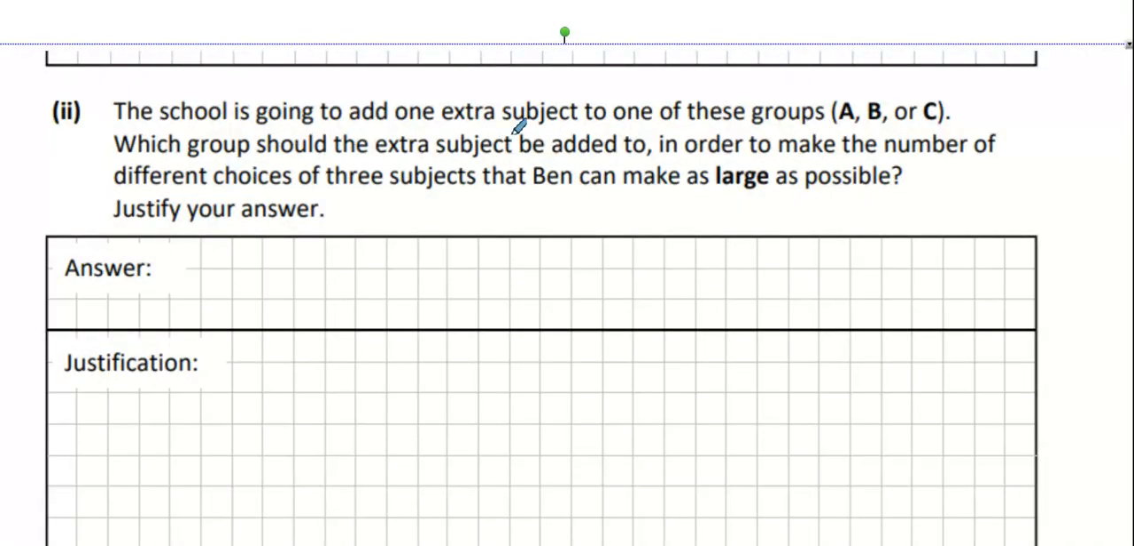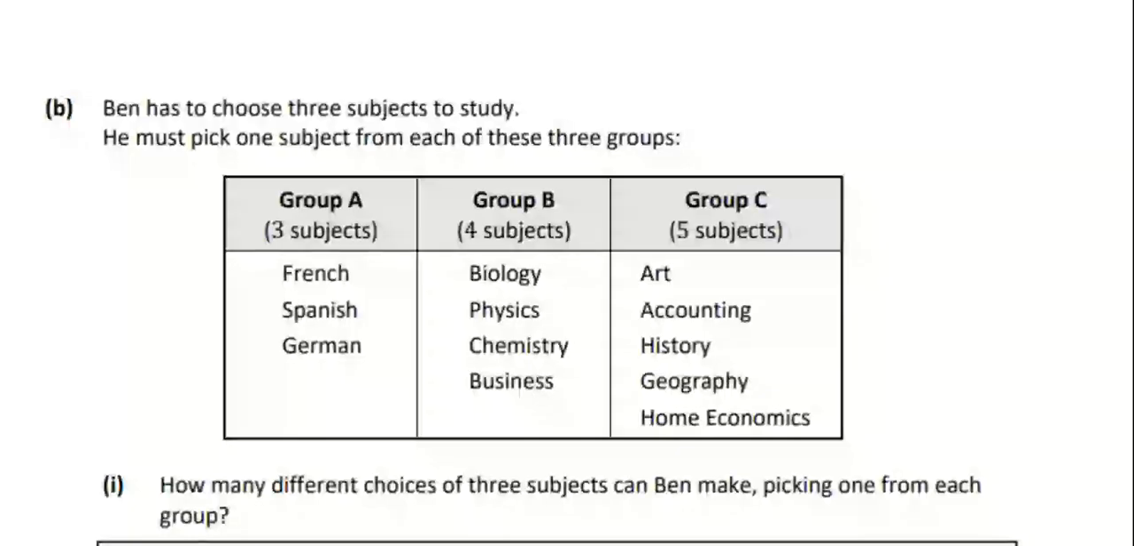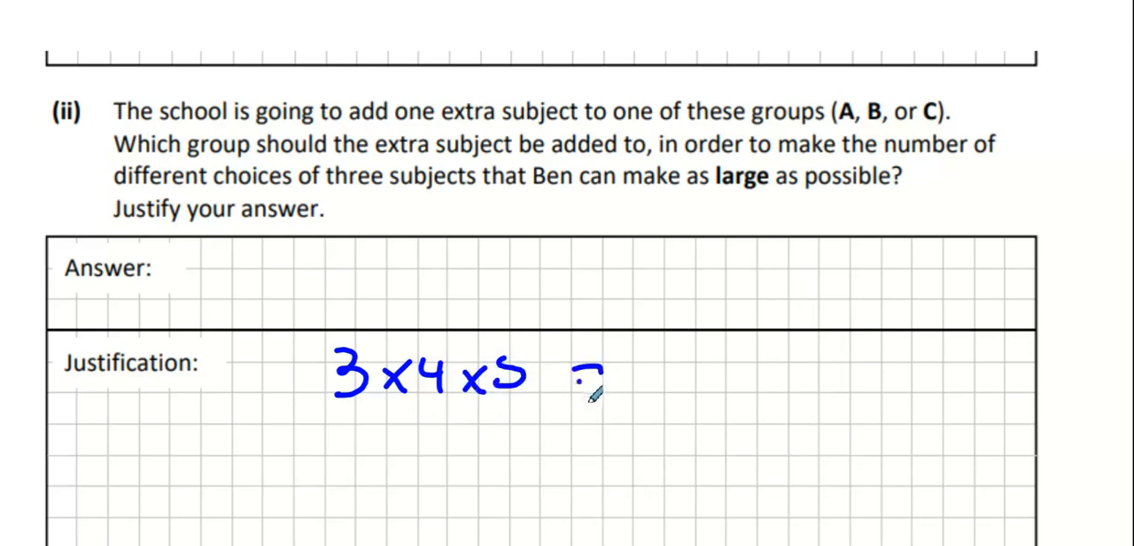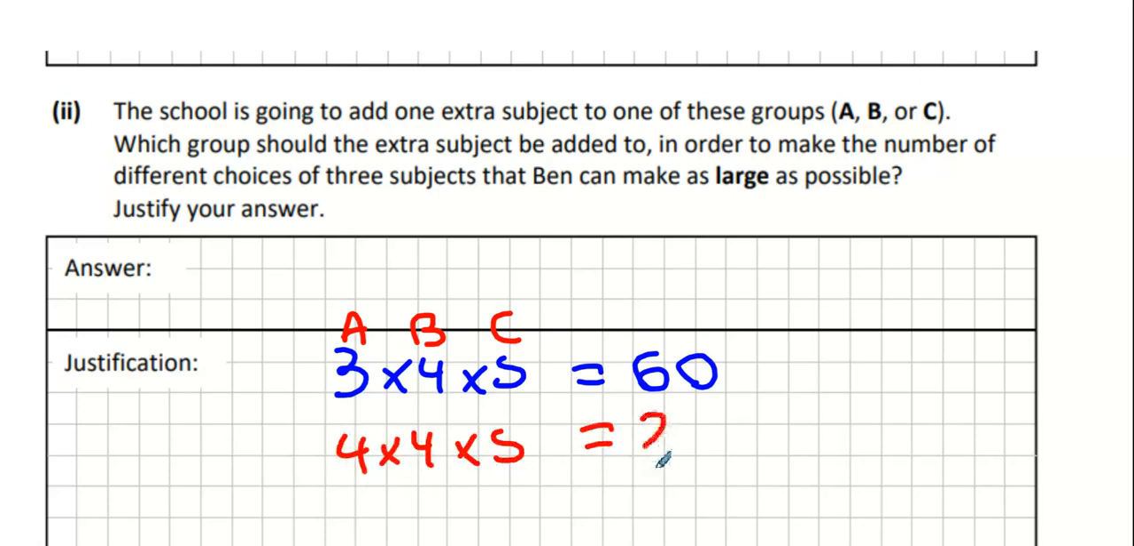Okay, next question. The school is going to add one extra subject to one of these groups, A, B, or C. Which group should the subject be added to in order to make the largest number of choices possible? Okay, what did we do? 3, 4, 5, wasn't it? 3 by 4 by 5 was 60. Here's what we're going to do. Let's add one onto A. What happens if we add one subject to A? What do we get then? 4 by 4 by 5, and that is actually 80.